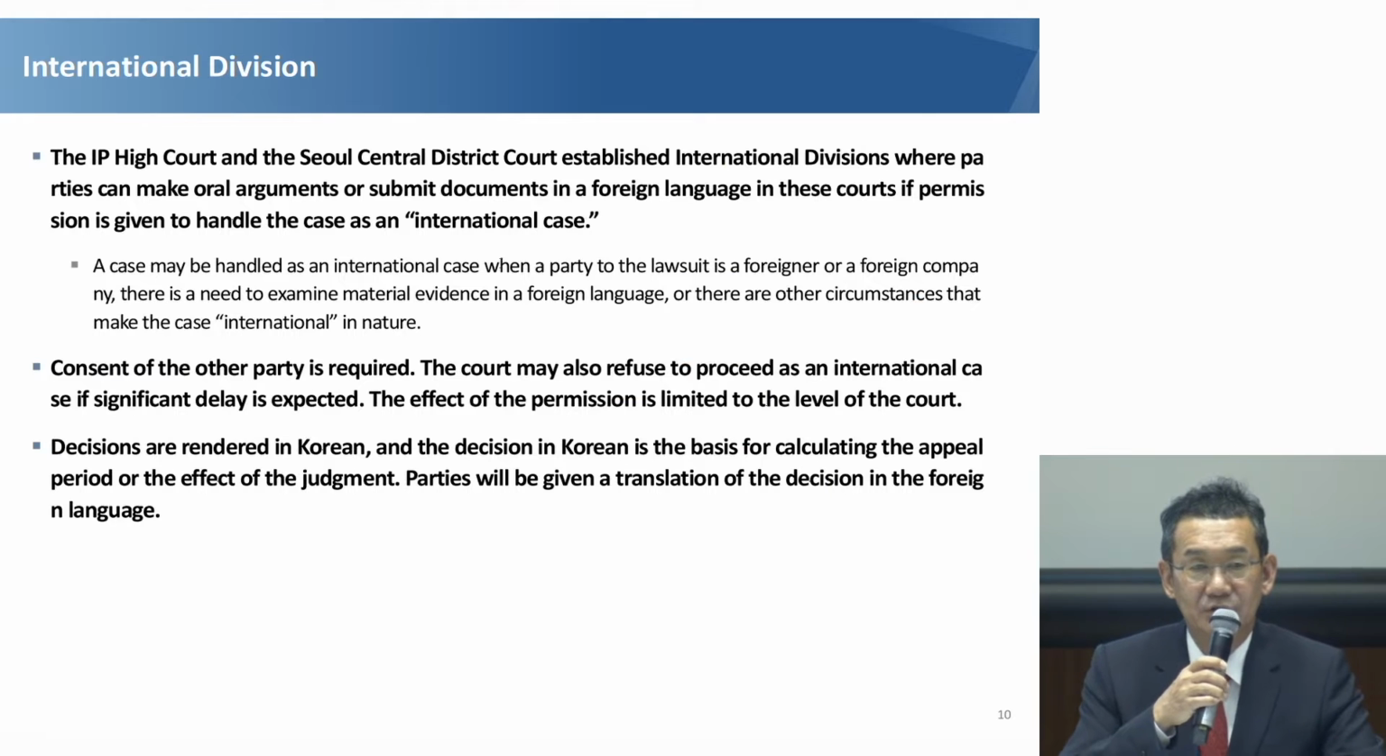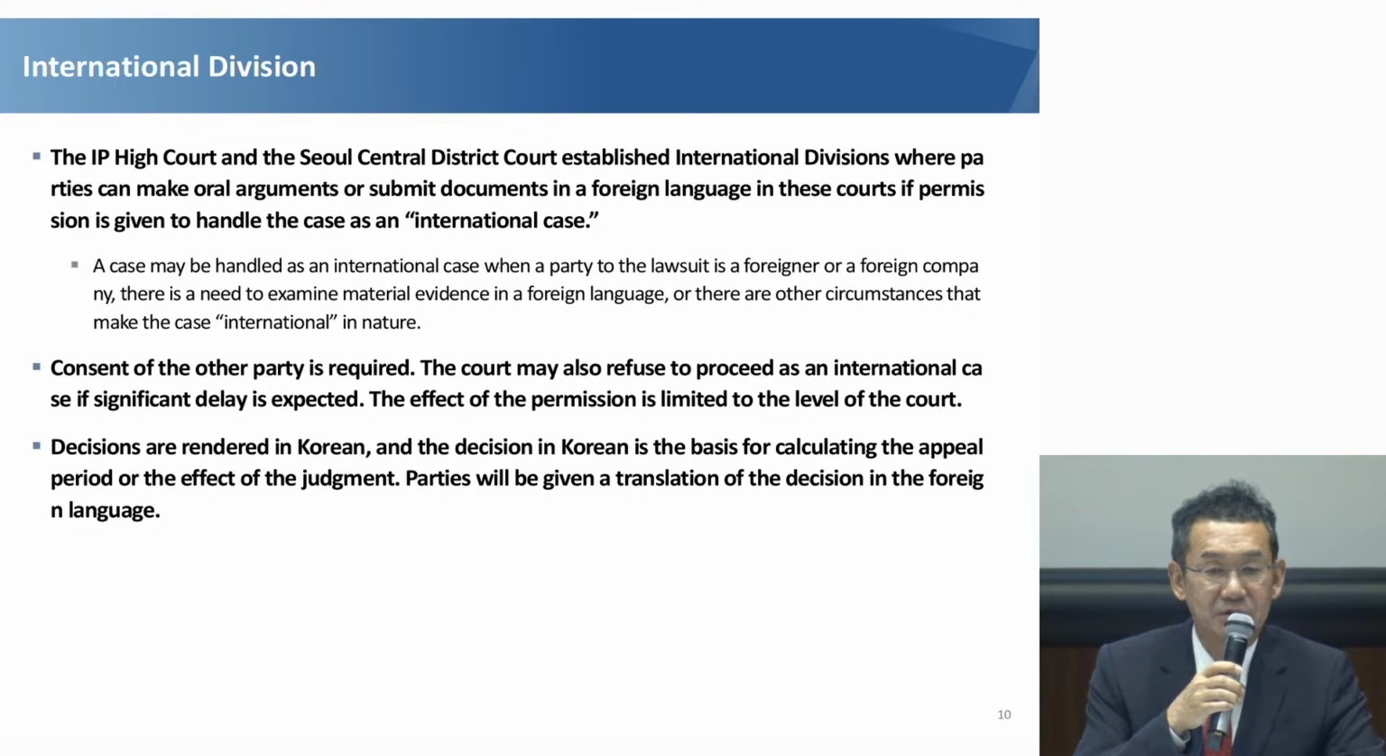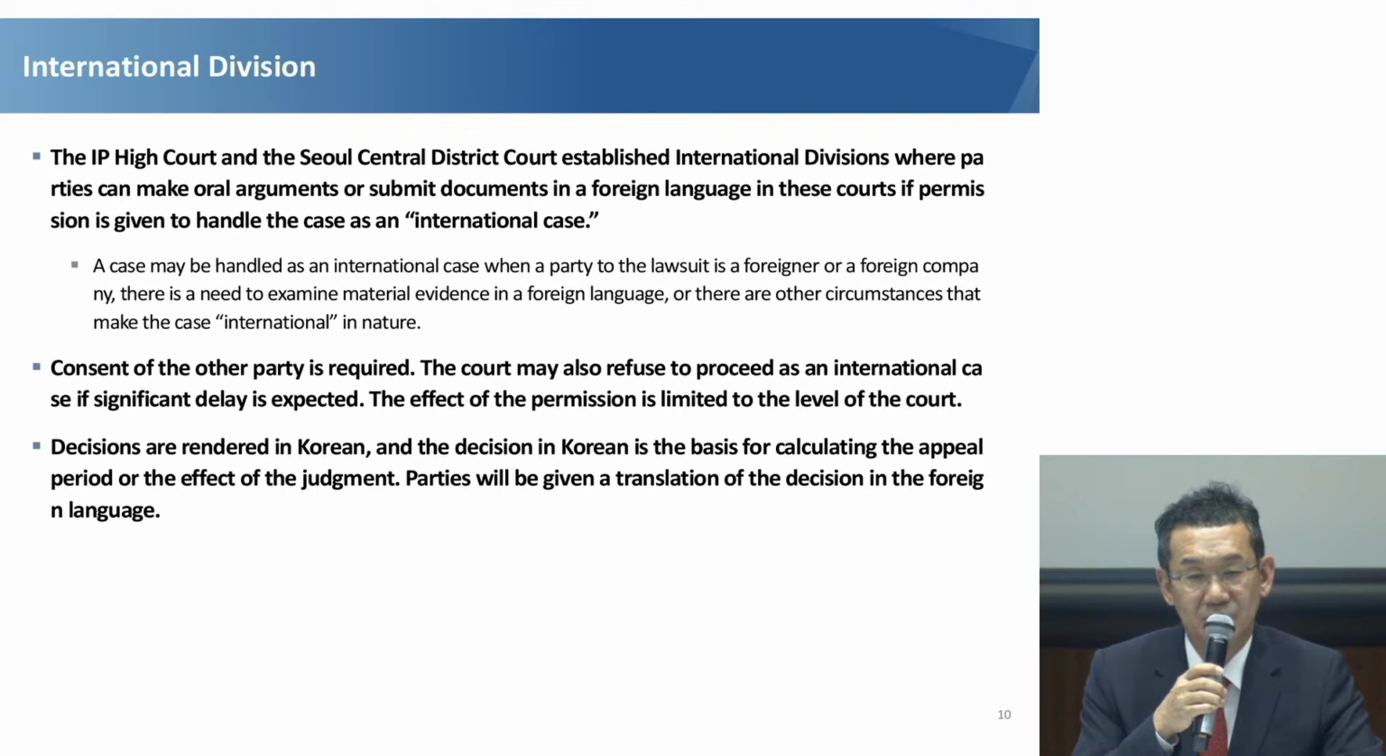Last one, the international division. Somebody may have heard of that, or somebody didn't. But we do have something special for the foreign companies. We do have the international division system, and the IP High Court and Seoul Central District Court established the international division, where a foreign language can be the language before the court.